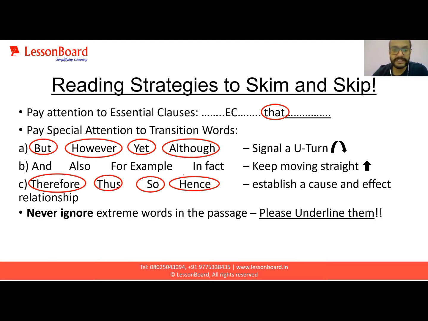Let's go to the third point. It says, never ignore extreme words in the passage. Please underline them. Now, on the ACT you cannot underline them, but when it comes to SAT, you should underline them. Now, what are these extreme words? These extreme words are always, only, never, best. Whenever you come across these words, you always have to pay special attention to them, because these words signal the attitude of the author. If the author is saying that this is the only way to do it, then you know that the author is taking an extreme stand, and he feels that there is no other way to do it, right? So you know that these words are expressing the attitude of the author.